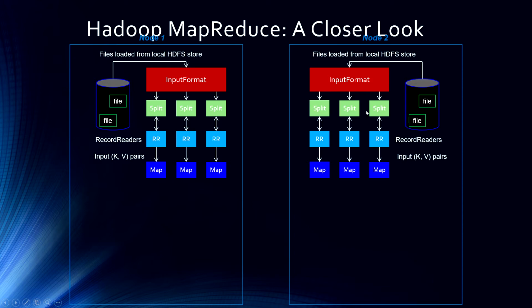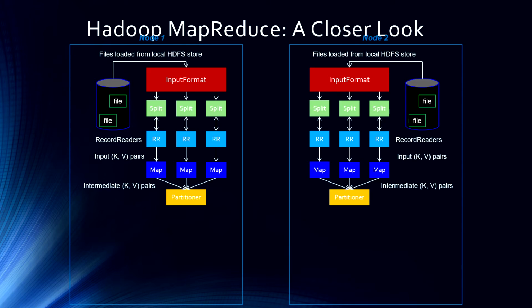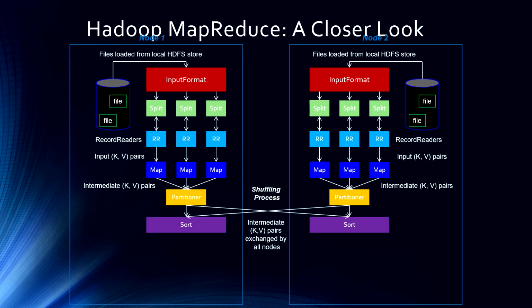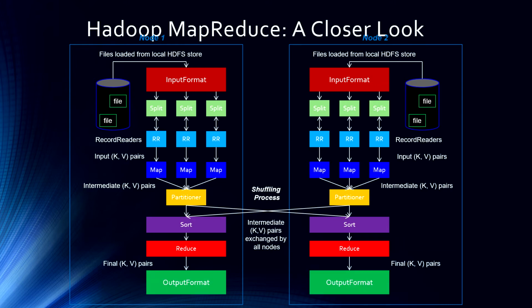So we firstly loaded our files from the HDFS store into an input format. We then split it up. We then use RecordReaders to read different kinds of data, like structured data and unstructured data, and we inputted them into mapping values. We got our intermediate key value pairs. Then we can perform a sorting operation, sorting low to high or high to low, and then we reduce them.